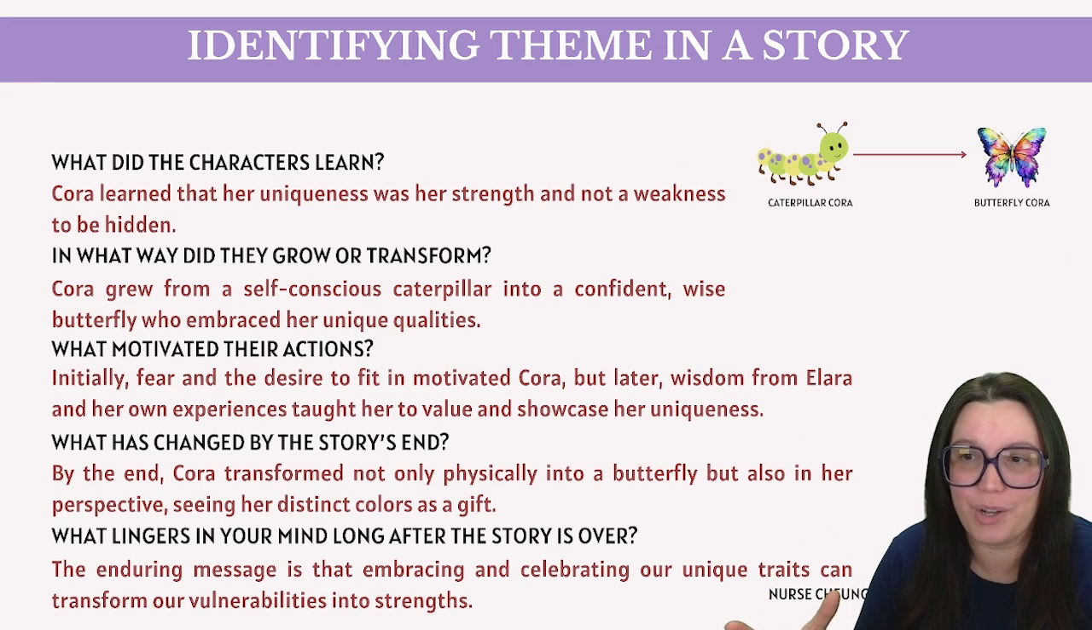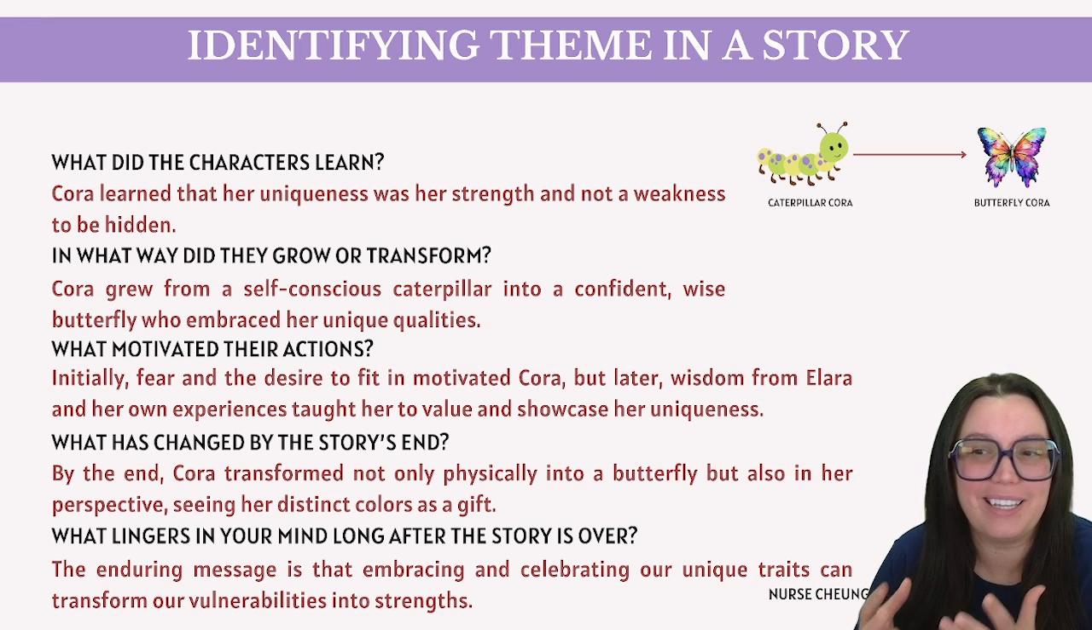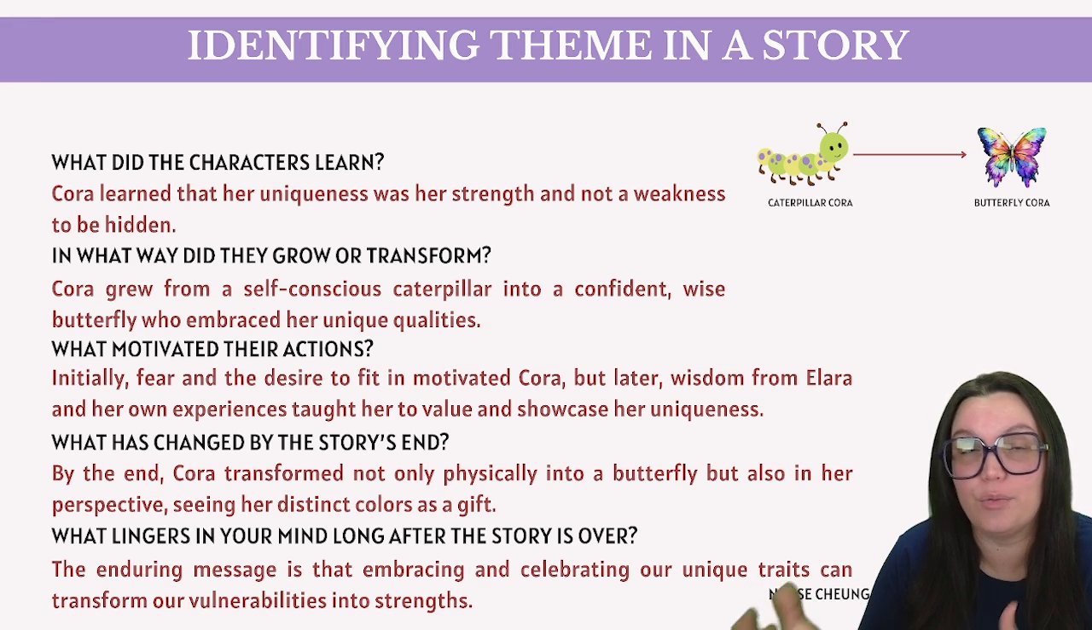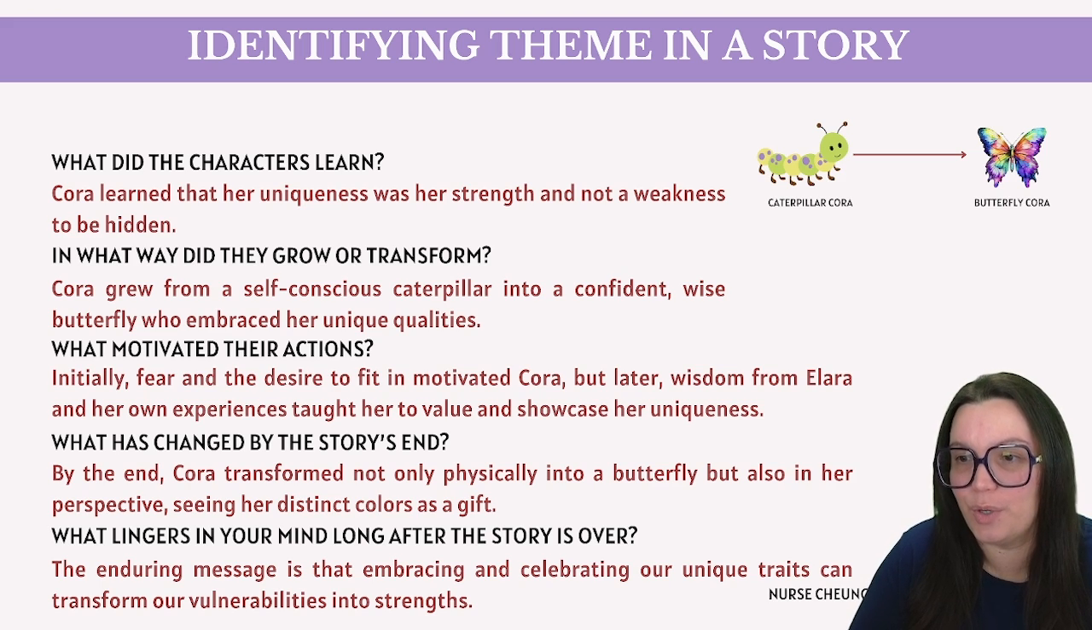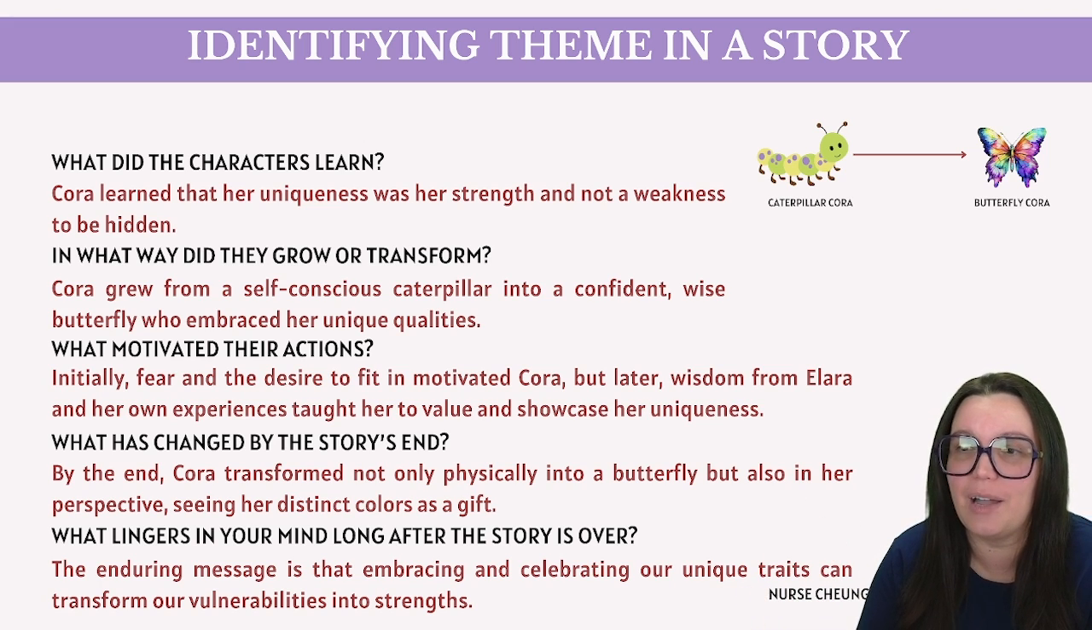So looking back at our questions, what did the character learn? Well, Cora learned that her uniqueness was her strength and not a weakness to be hidden. In what way did they grow or transform? Cora grew from a self-conscious caterpillar into a confident, wise butterfly who embraced her unique qualities. What motivated their actions? Initially, fear and the desire to fit in motivated Cora, but later the wisdom she got from Alara and her own experiences taught her the value of showcasing her uniqueness.